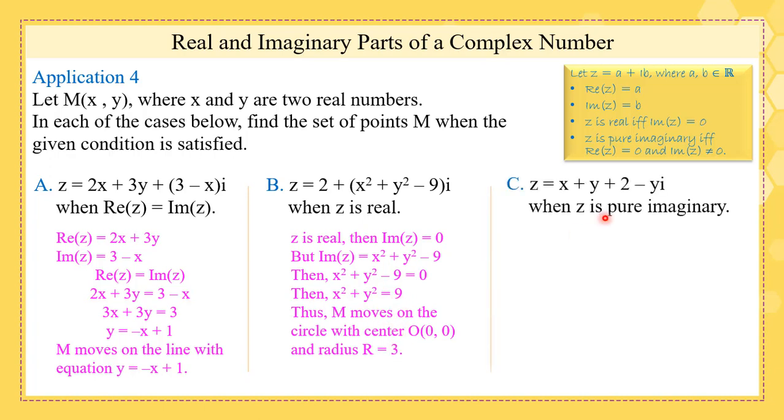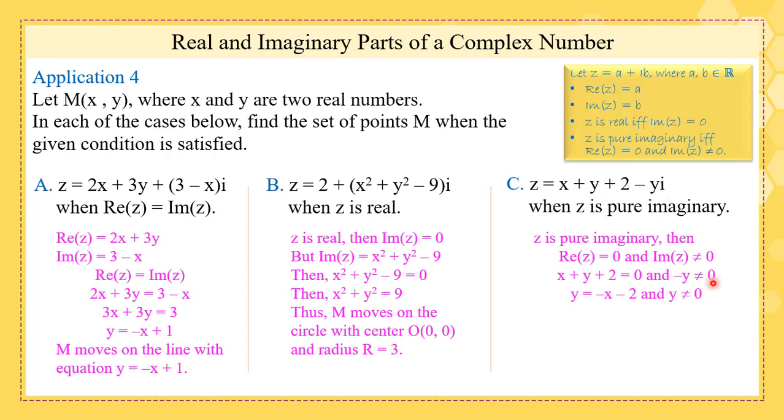Now the third case, we know that z is pure imaginary, and this is what we have. Try also to do it alone. Well, z is pure imaginary from this property if the real part is 0 and the imaginary part is never 0. So here we have two conditions. Well, the real part is x plus y plus 2, this is 0, and the imaginary part, negative y, is never 0. If we just try to simplify, we get y equals minus x minus 2, and y is never 0. So mainly M moves on this line, but let's see what we do for this condition.